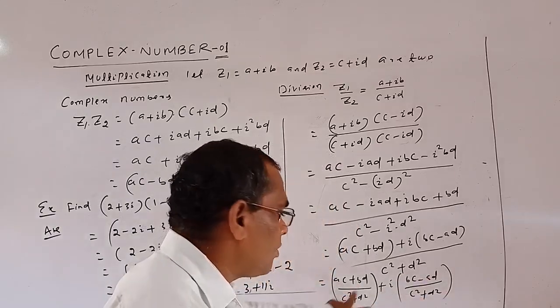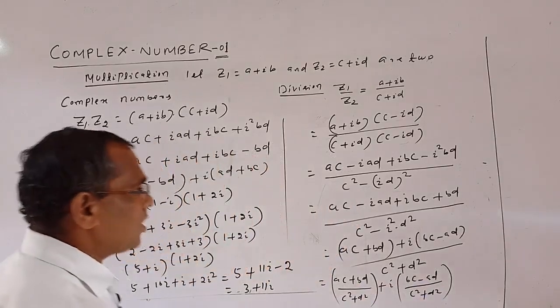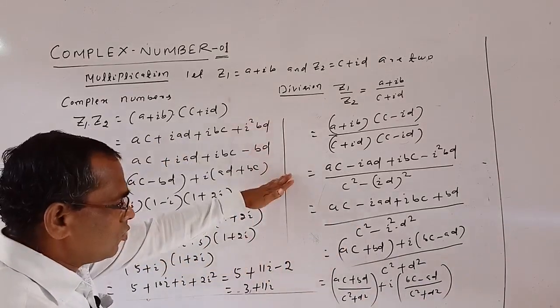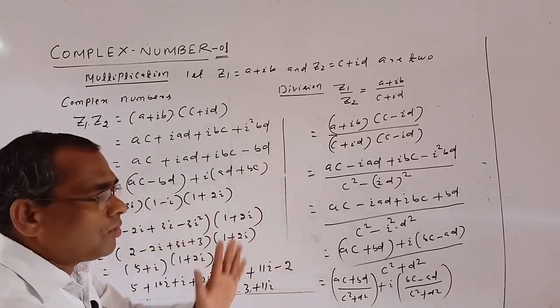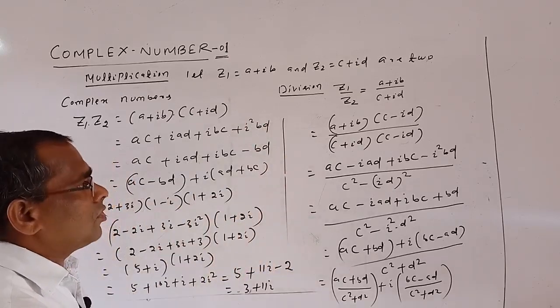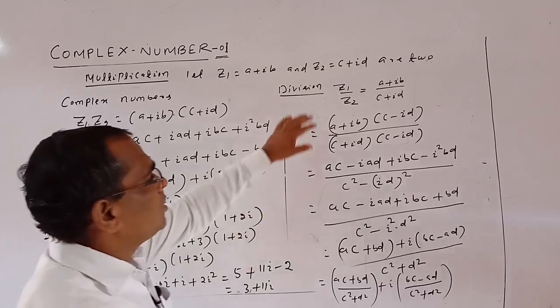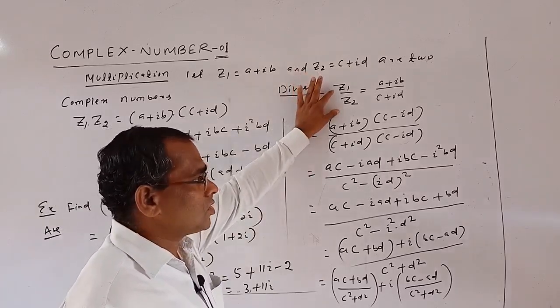So the sum of a real number and an imaginary number is a complex number. So Z1 by Z2 is also a complex number. That means the division of two complex numbers is a complex number. So how do we make the division of complex numbers into A plus iB form?